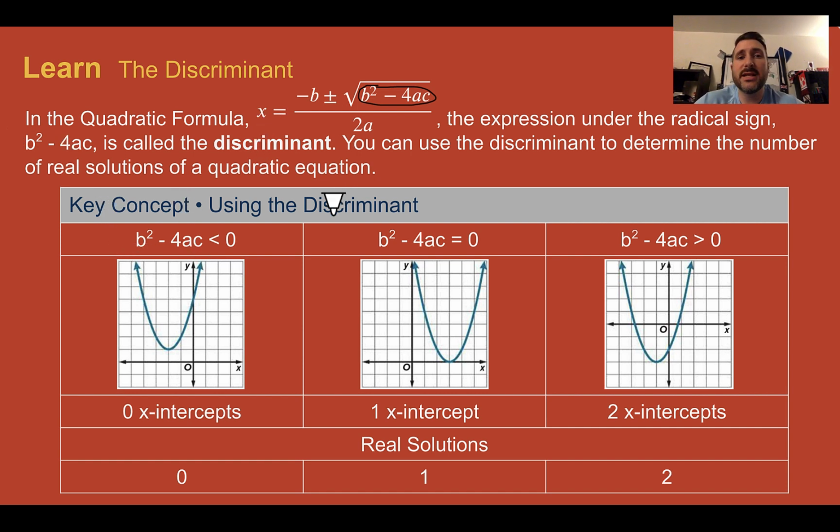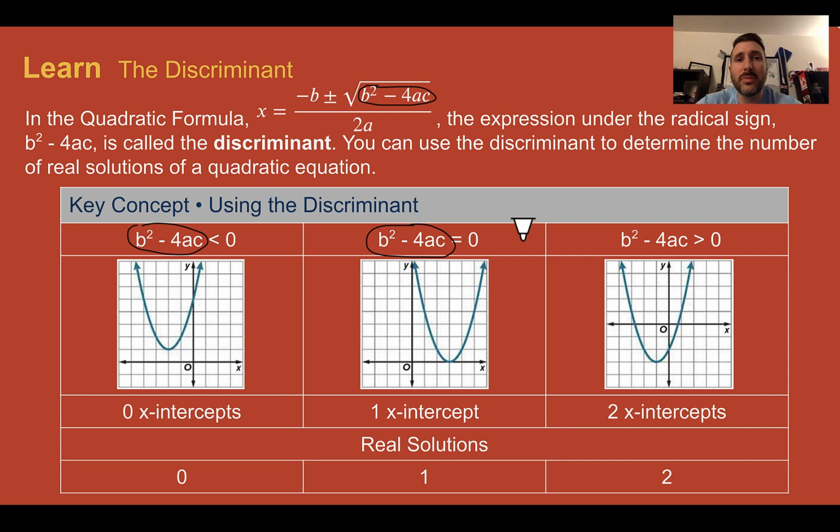So our key concept is using the discriminant, and it all depends on what the value comes out to be. So if the value is less than 0, meaning this part here is negative, then you end up with no solutions. That's because you are trying to take the square root of a negative number, and we can't do that to get a real answer, so there is no solution. Our graph would look like this. It has no x-intercepts.